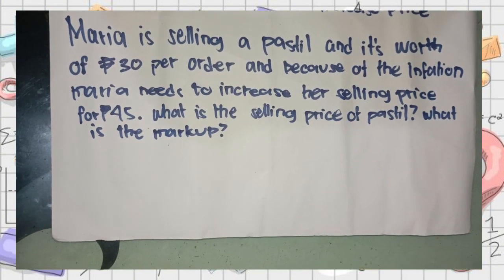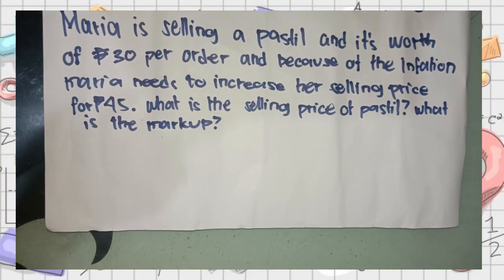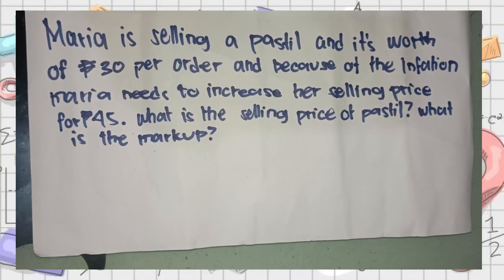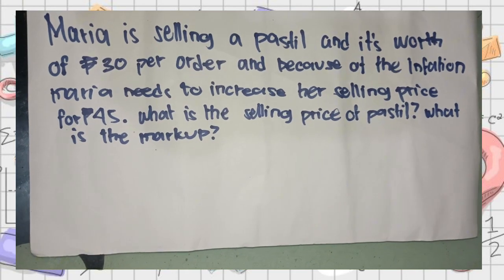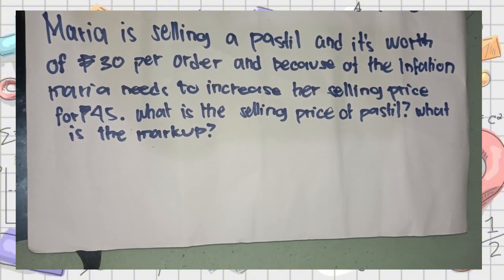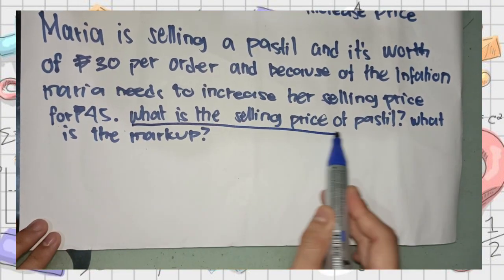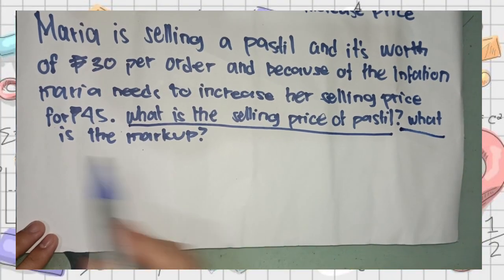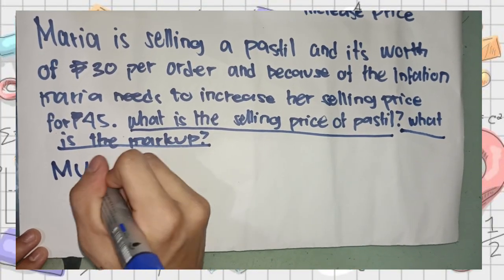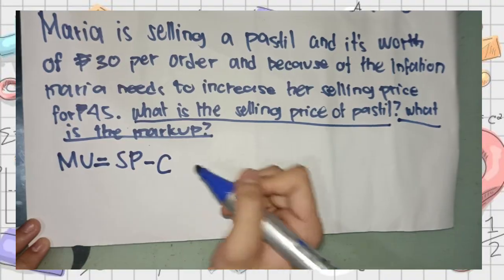And now, let's move on sa isa pang example. Maria is selling a pastil and it's worth 30 per order. And because of the inflation, Maria needs to increase her selling price to 45 pesos only. Ang tanong, what is the selling price of the pastil? And what is the markup? So, then, ito ang magiging formula natin. Markup is equal to selling price minus the cost or the original price.